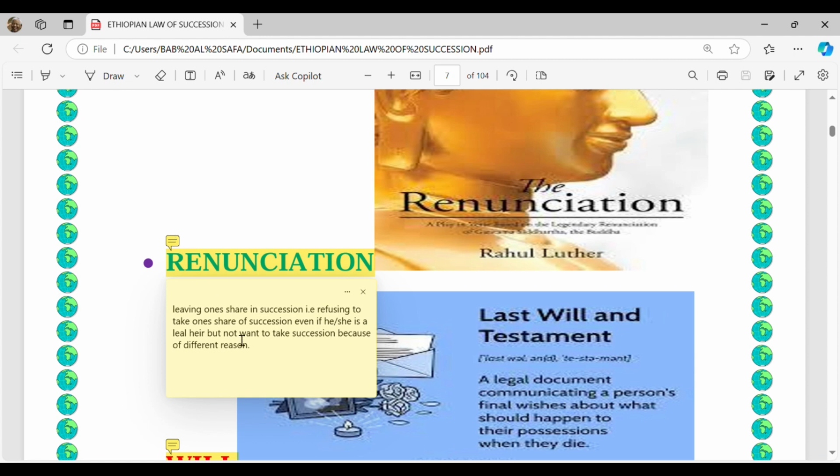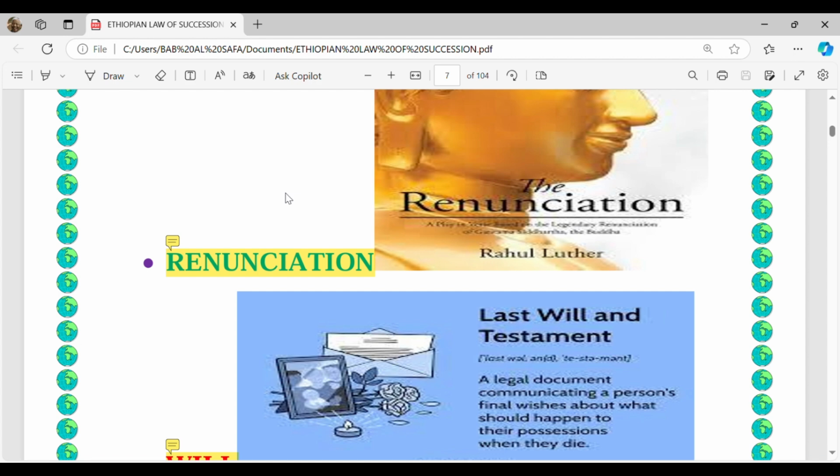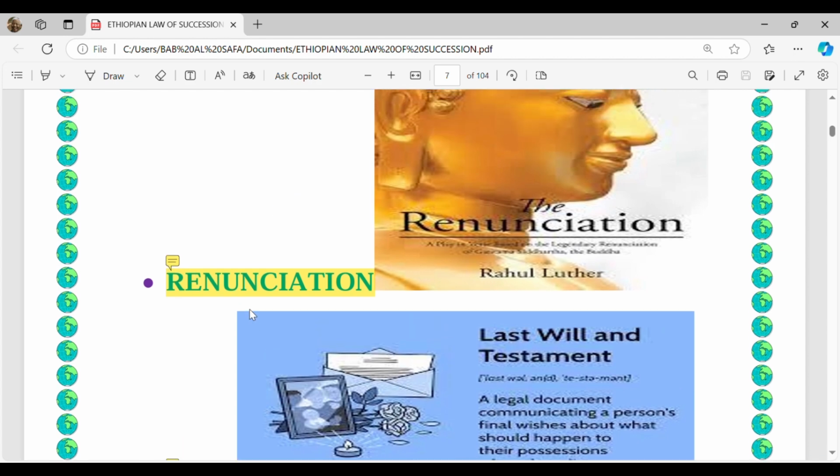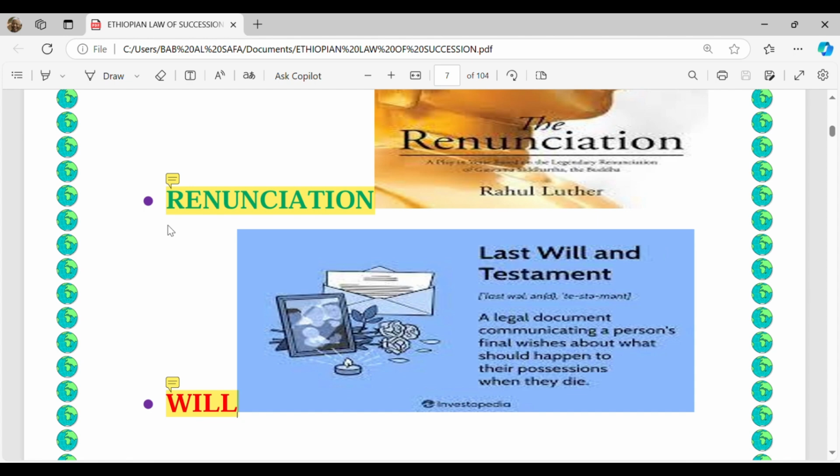Renunciation means leaving one's share in the succession. This means refusing to take one's share of succession, even if he or she is a real heir, but did not want to take succession because of different reasons. So when we talk about renunciation, we are talking about refusing to take one's own share, so that even though the person is the rightful successor, sometimes there are people who refuse to take their share. This may be done because of different reasons.